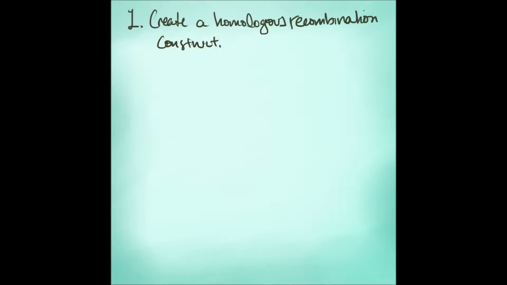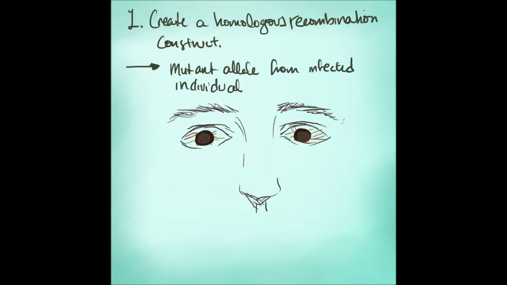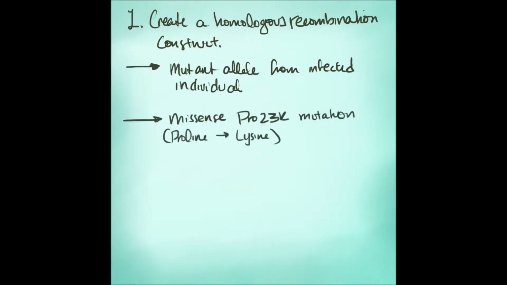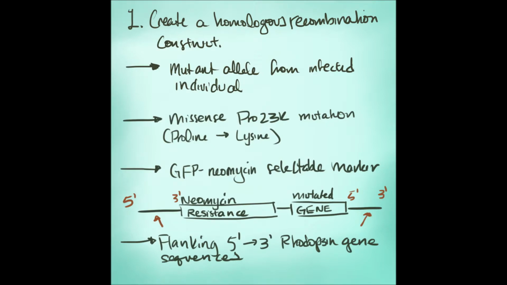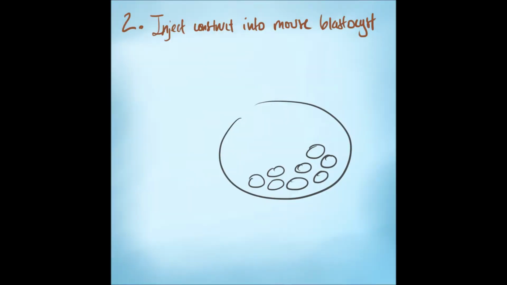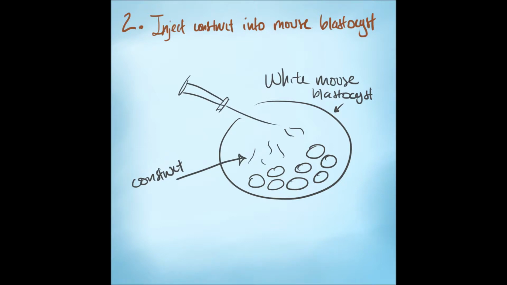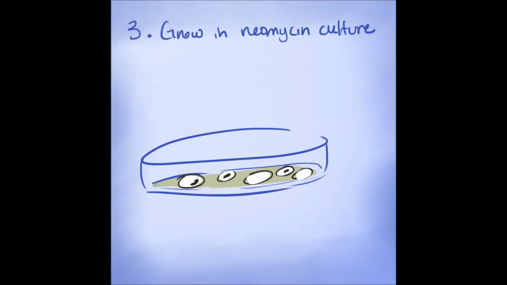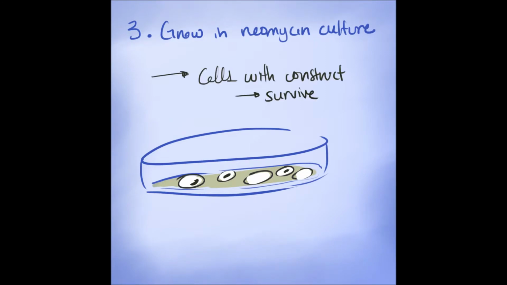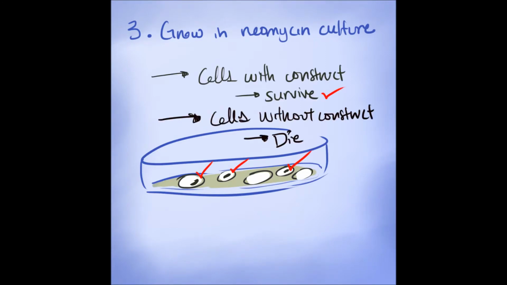First, we create a homologous recombination construct using a mutant allele from an affected individual, a missense mutation Pro23K, GFP, a neomycin resistant selectable marker, and flanking rhodopsin gene sequences for a targeted mutation. Second, we inject the construct into embryonic stem cells, isolated from a white mouse blastocyst and grown on a petri dish. Cells with the construct will be selected for using a neomycin culture. Cells without the construct will not survive due to a lack of neomycin resistance.